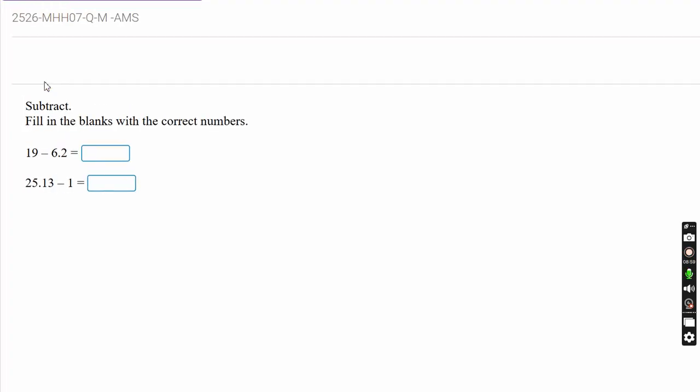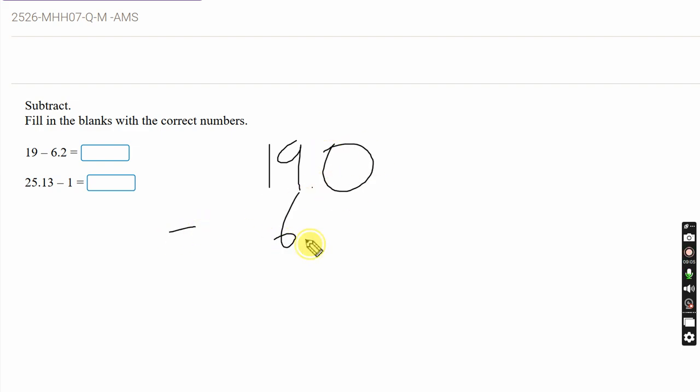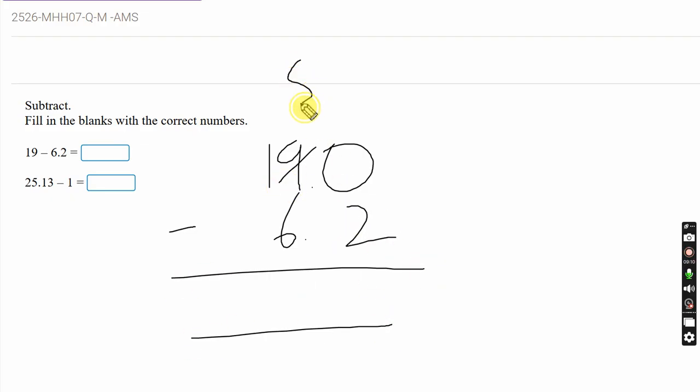Okay. Here again, you're just going to do subtraction, the opposite of what we were doing previously. So 19.0 the same way. 19.0 minus 6.2. You do this, then you subtract. You get here, it will become 8. Here will become 10. 10 minus 2 is 8. 8 minus 6 is 2 and 1, 12.8.